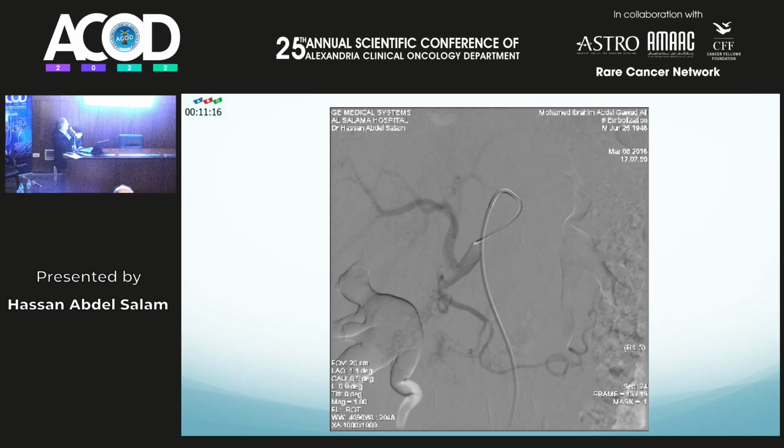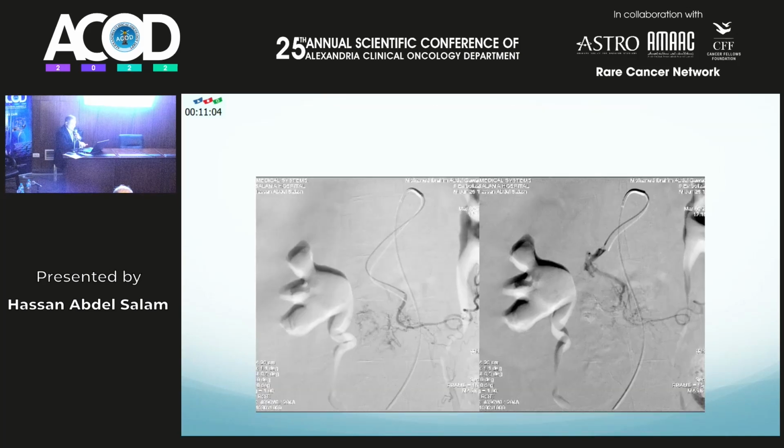So as we can see here, this is the celiac, this is the hepatic artery, this is the GDA, the gastroduodenal artery, and the gastroduodenal artery is also giving branches to the tumor bed as well. So again, we went in, this is the image before, and this is the image after, and we did embolization of one of the branches of the GDA, the gastroduodenal artery.